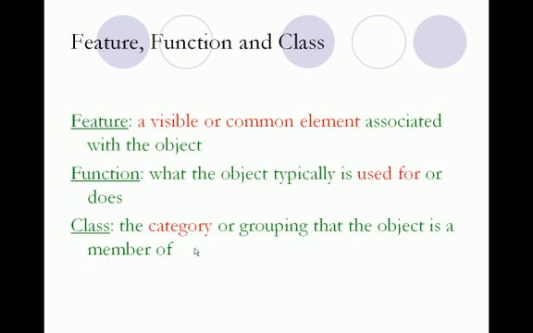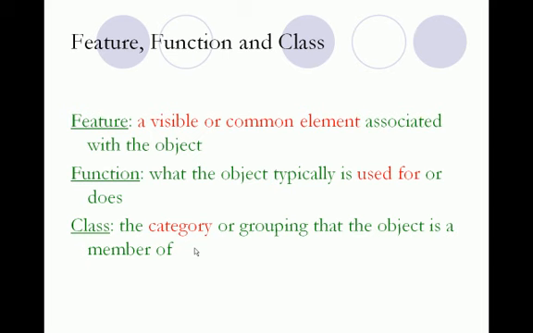Function is what the object typically is used for or does. Show me something you eat. The child points to an apple. And a class is the category or grouping that the object is a member of. Show me food, child shows you the apple.